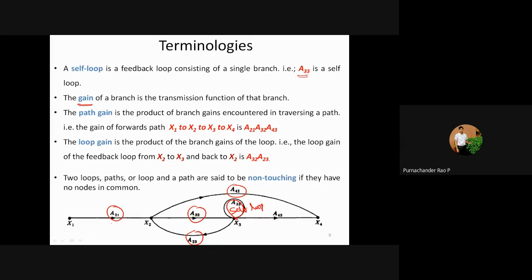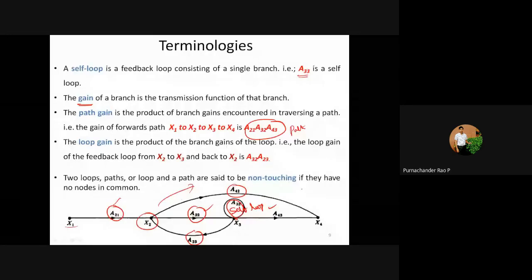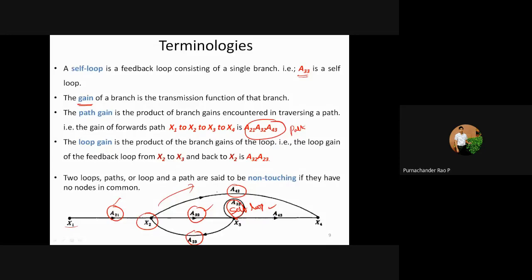Then we need to find the forward path gain. Forward path gain is what you get when moving along the path from x1 to x4 and calculating the gains: a21, a32 and a43. This is your path gain for the first path. And when you move from x1 to x2 and then x2 to x4, it has a path gain of a21 and a42.